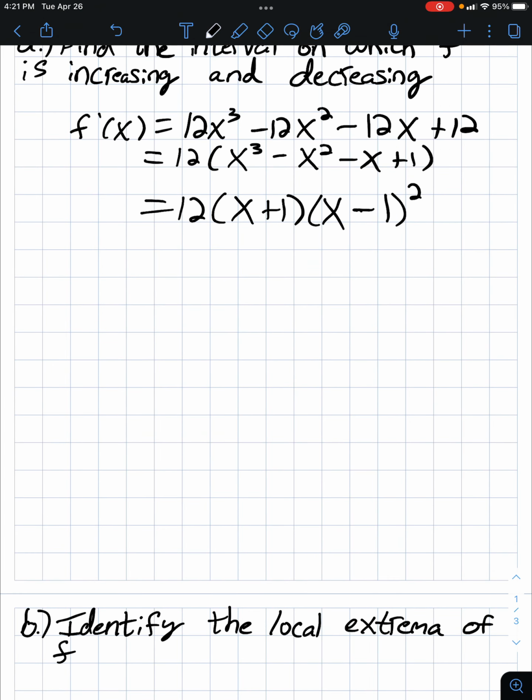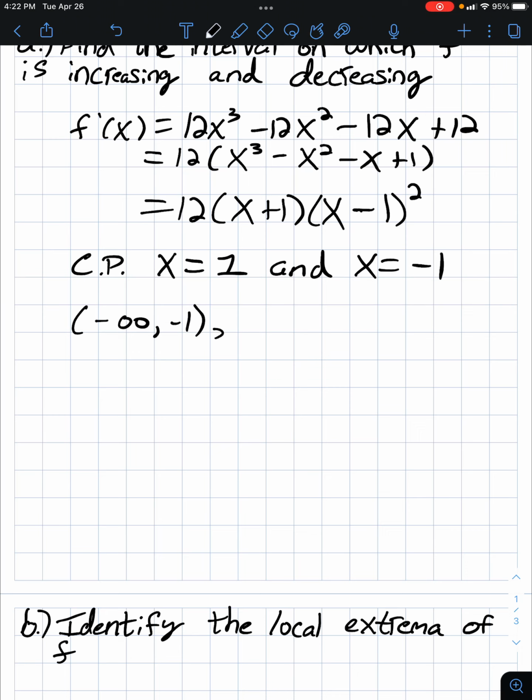Now that we have simplified our derivative, what are our critical points? Our critical points will be x equal to 1 and x equal to negative 1. Now we found our critical points. Our intervals will be from negative infinity to negative 1, negative 1 to 1, and 1 to infinity.